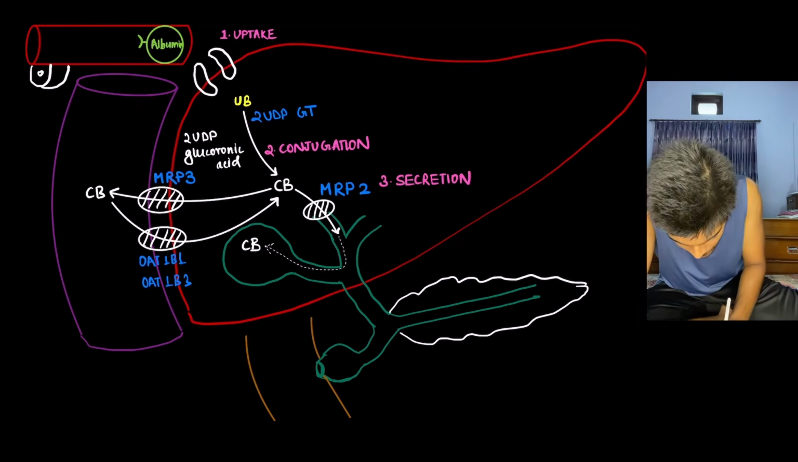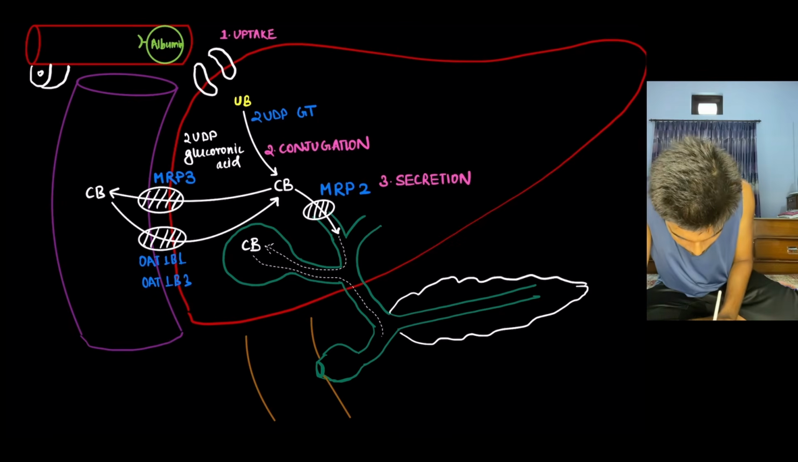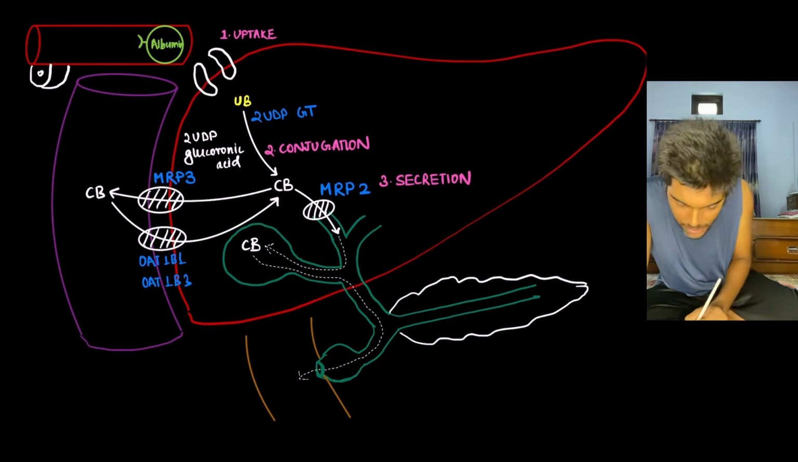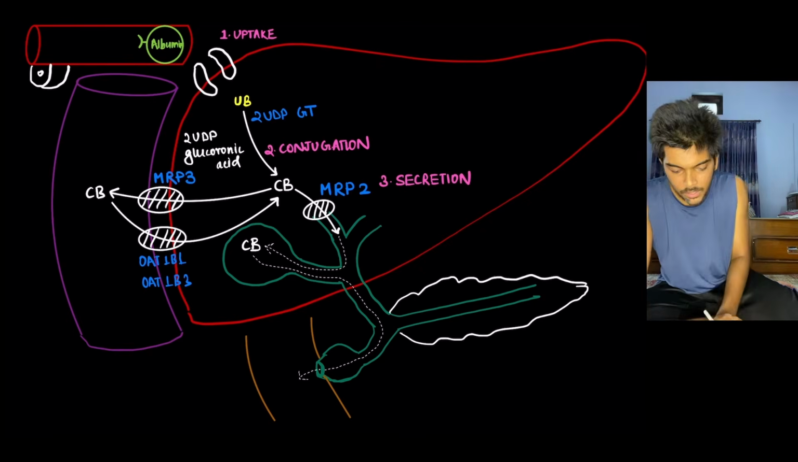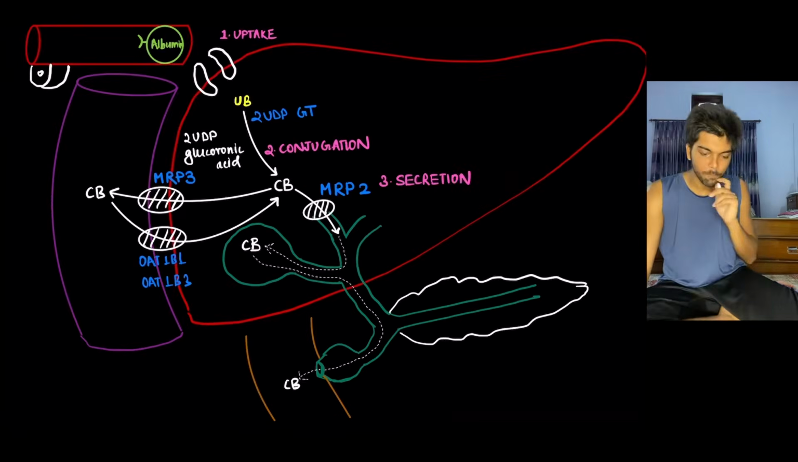The conjugated bilirubin then repasses through the cystic duct, then the common bile duct, then the hepatopancreatic duct, then the ampulla of Vater, passes through the sphincter of Oddi, and then gets secreted into the second part of the duodenum. So finally, the conjugated bilirubin is present in the second part of the duodenum.